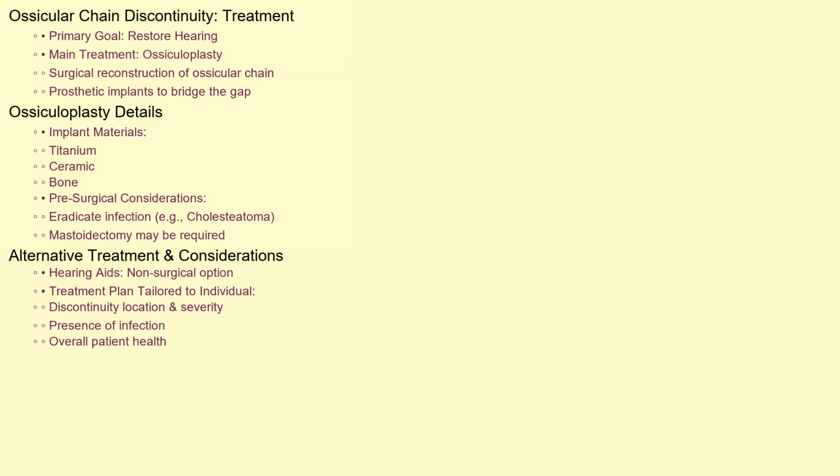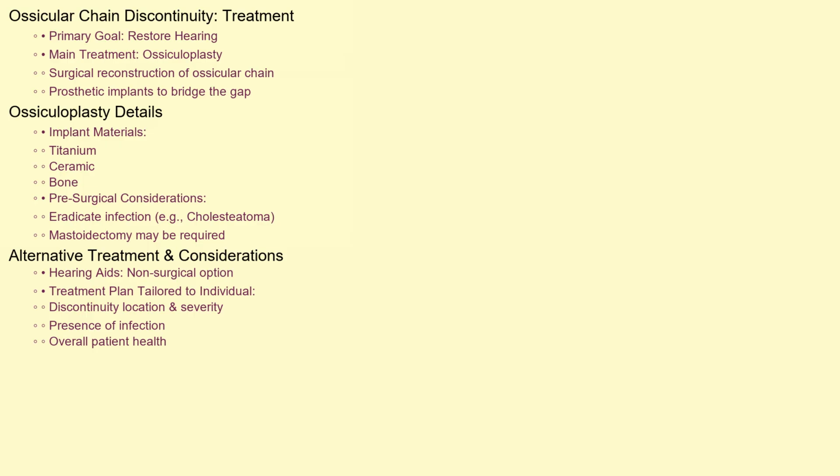The primary goal of treatment is to restore hearing. The most common approach is surgical reconstruction of the ossicular chain, called ossiculoplasty. This involves using prosthetic implants to bridge the gap in the chain and re-establish sound transmission. The implants can be made of various materials, including titanium, ceramic, or bone.